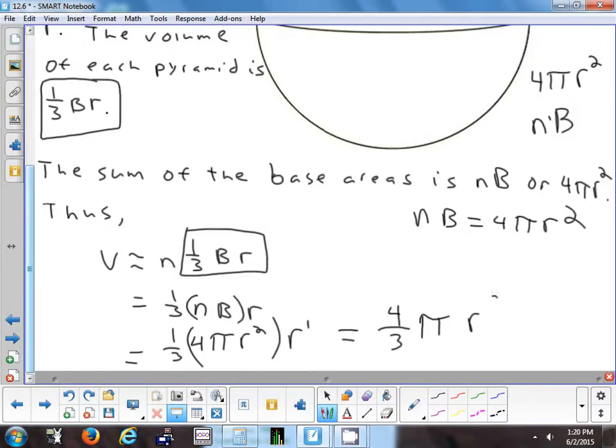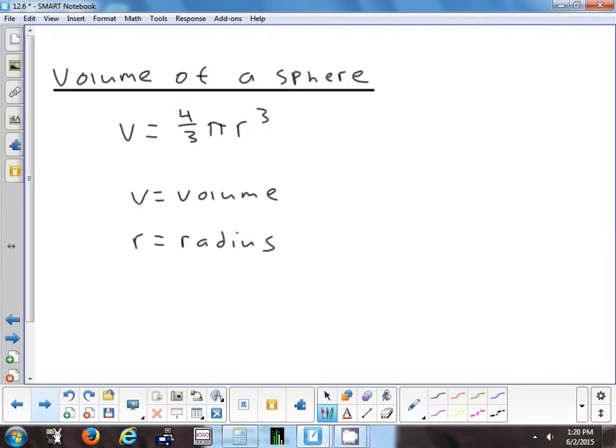So how could we combine 1/3 times 4? Divide 4 by 3. 4/3. Okay, I don't see a pi anywhere else, so that's just going to stay where it is. How about r squared and r? It would be r to the third. Yeah. There's your formula for the volume of the sphere. 4/3 pi r cubed.